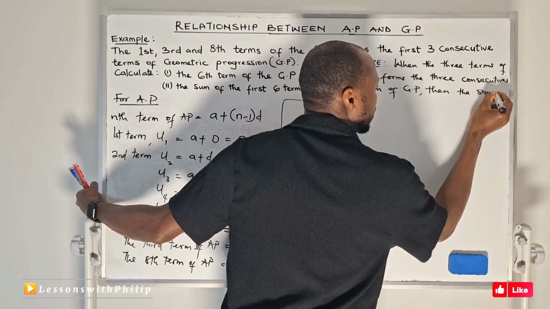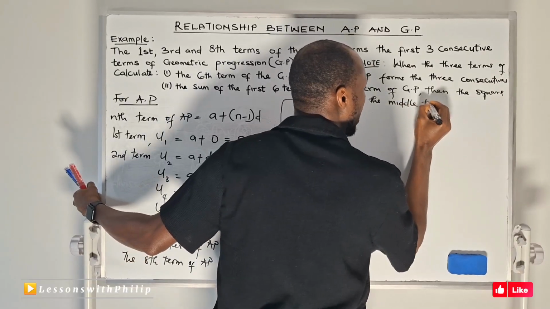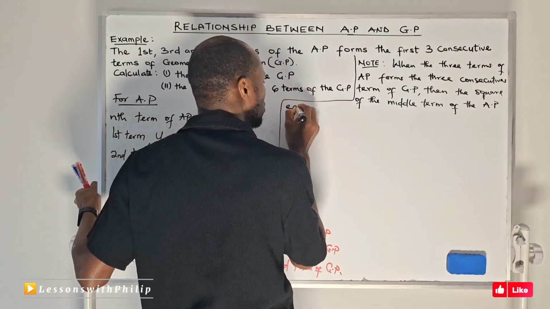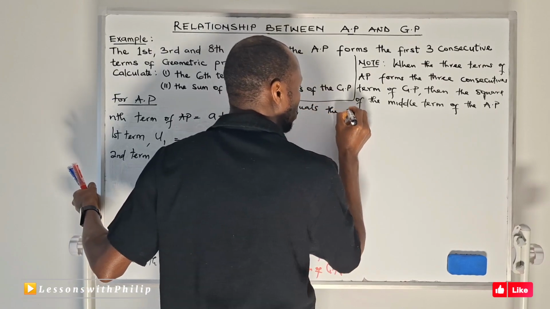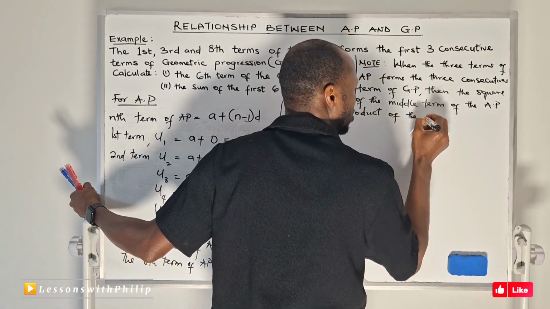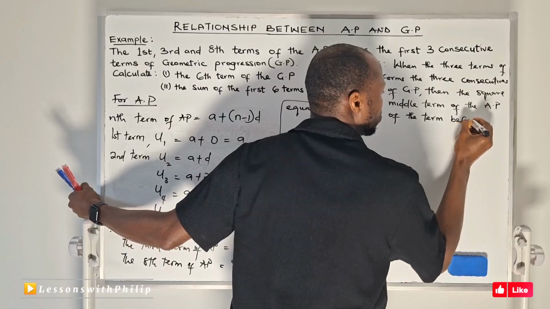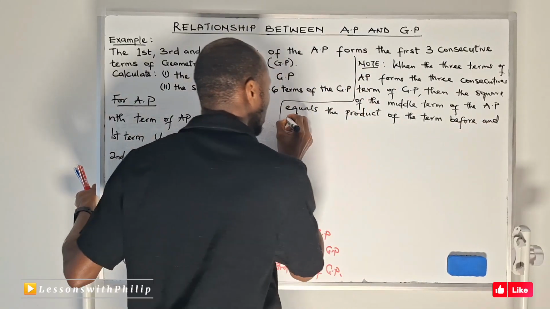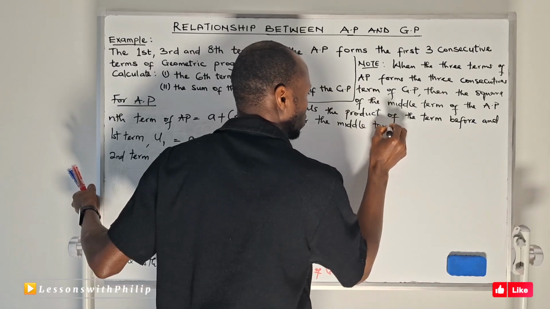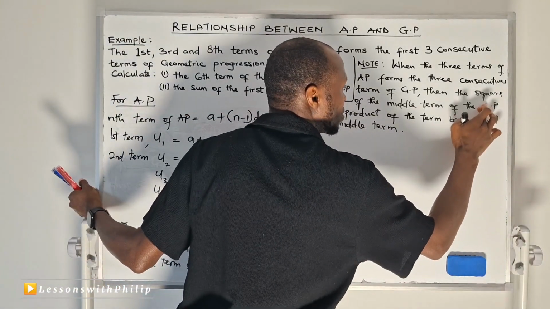the square of the middle term of the AP equals the product of the terms before and after the middle term of the GP.